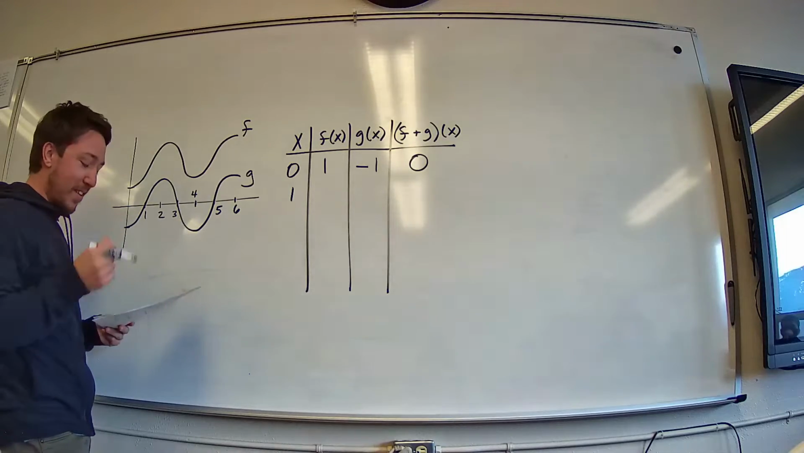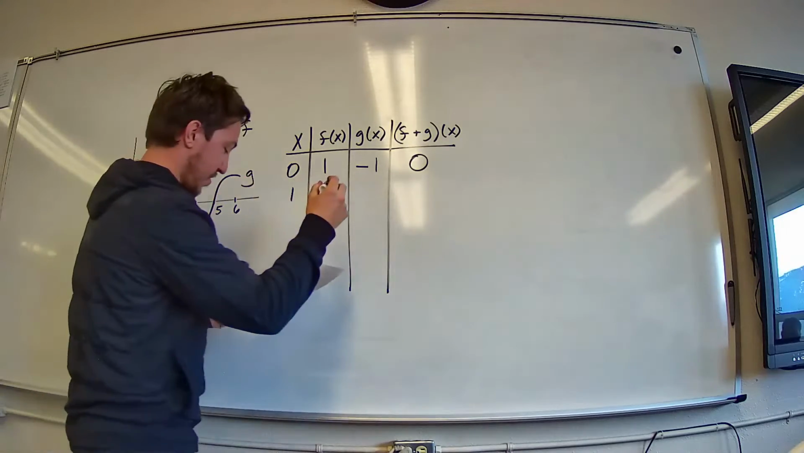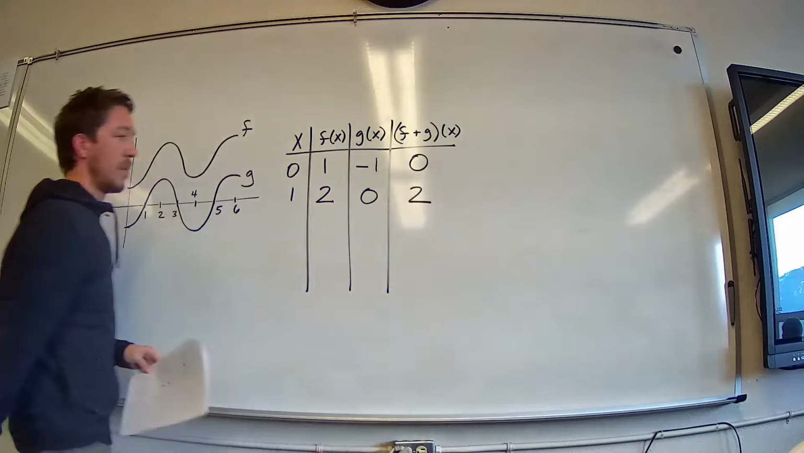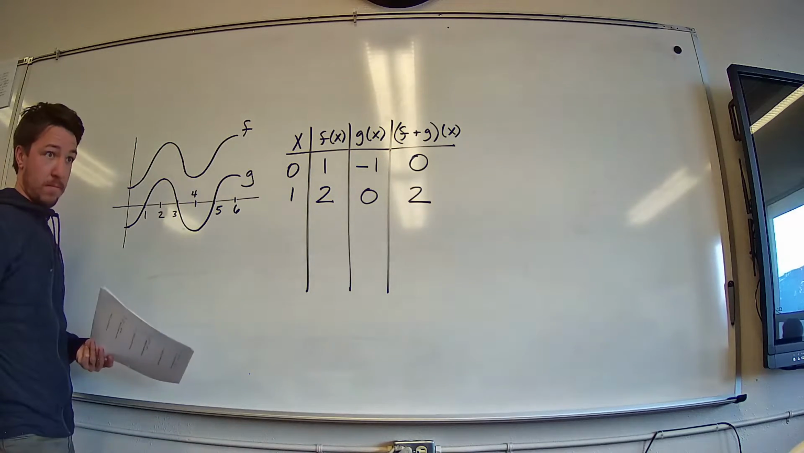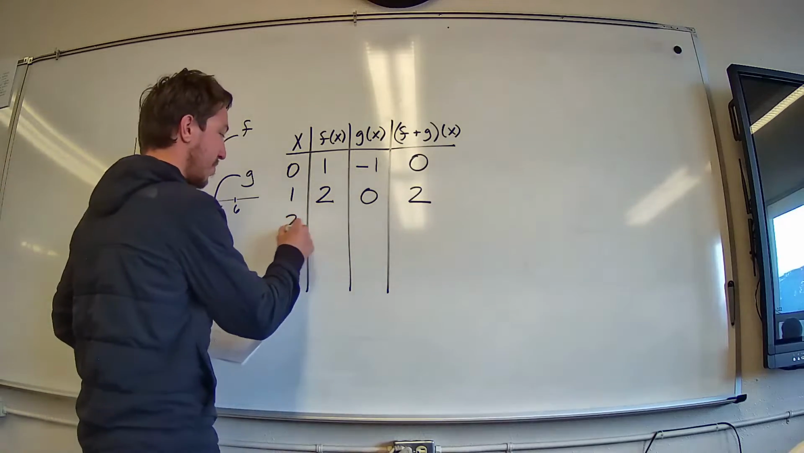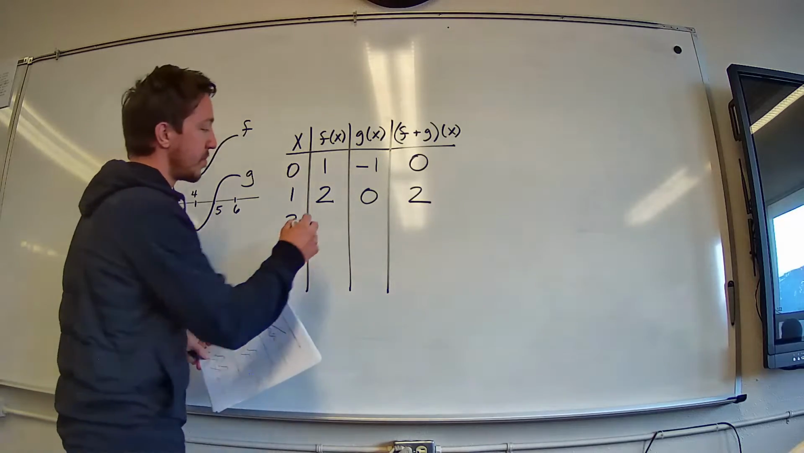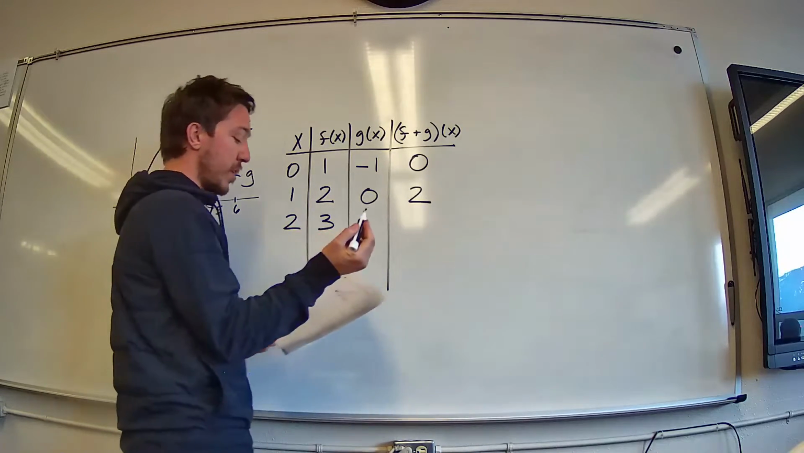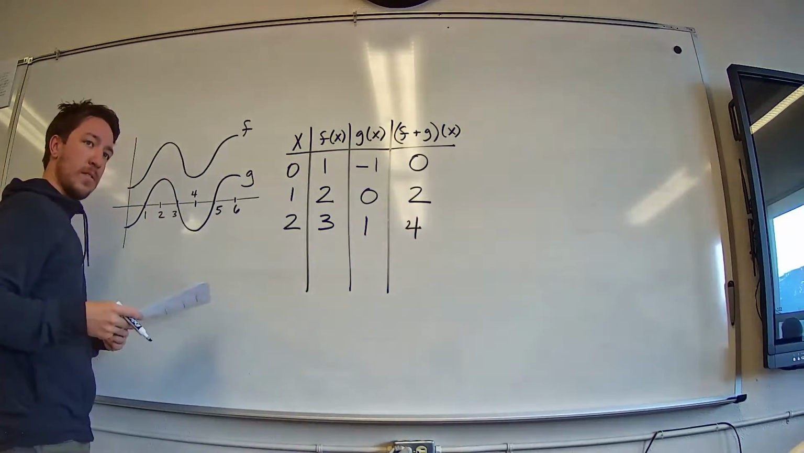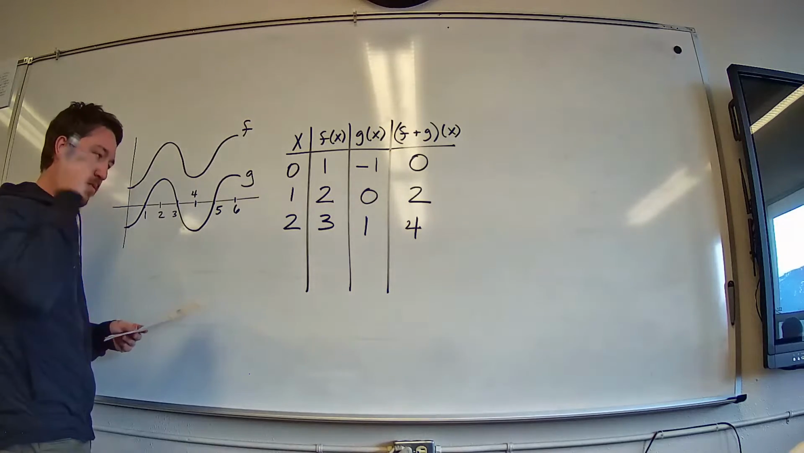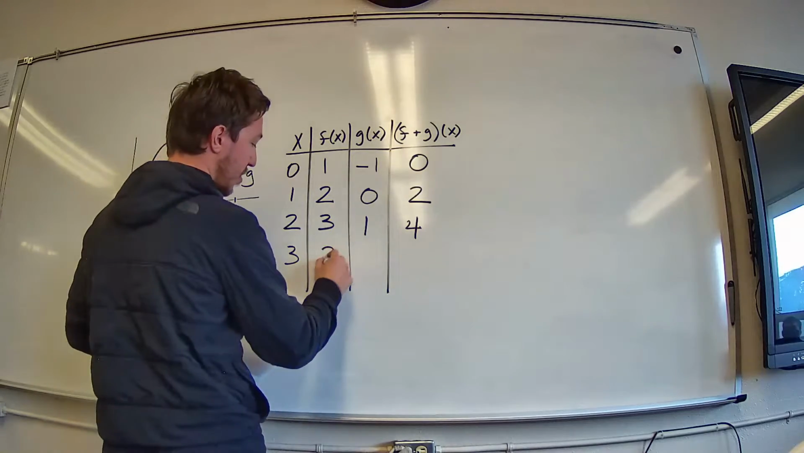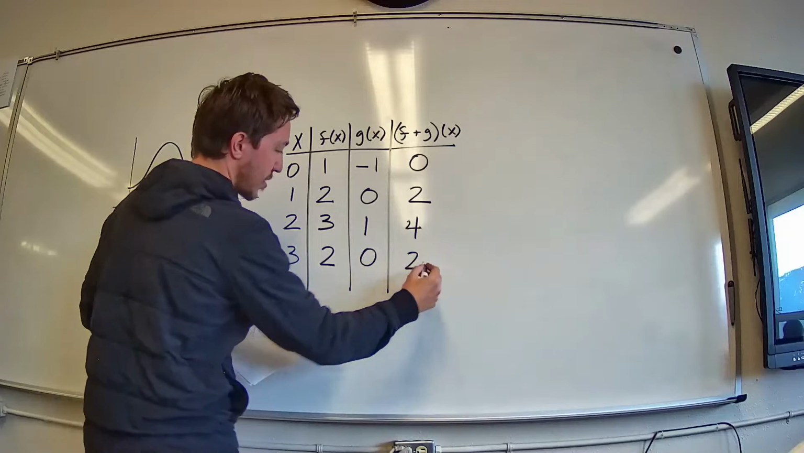When x is 1, what's f of x? 2. g of x is 0. So 2. Behold, addition. It should be in the middle. When x is 2, how big's f? f of 2 is 3, and g of 2 is 1. So what's f plus g of 2? How about when x is 3? f's back down to 2, g's back down to 0, which gets us 2.